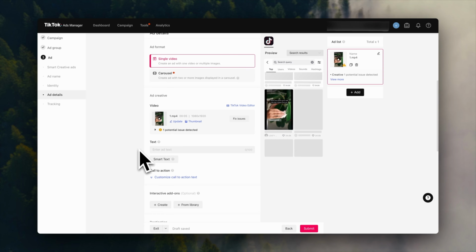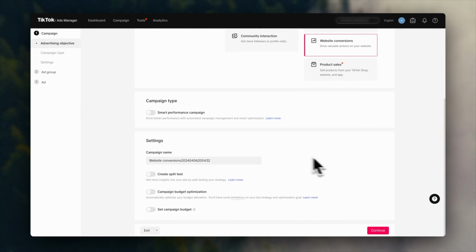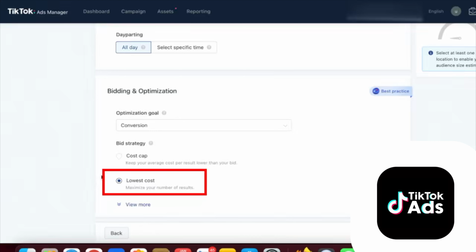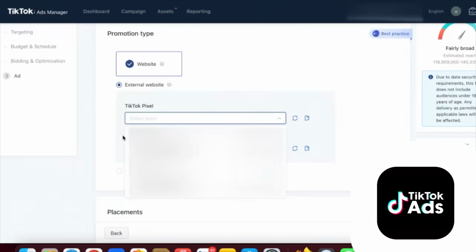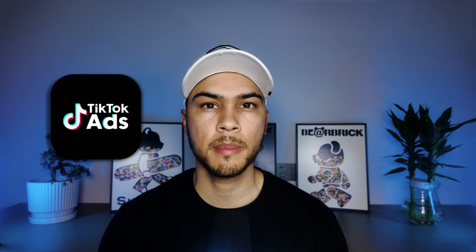If you've checked everything and ads still aren't spending, here's a clean reset method. Duplicate the campaign, use lowest cost bidding, broad targeting, fresh creatives, clean pixel verification, and a minimum $50 to $100 daily budget. This removes restrictive variables and gives TikTok maximum flexibility. If this version spends, the issue was likely bid or targeting related.